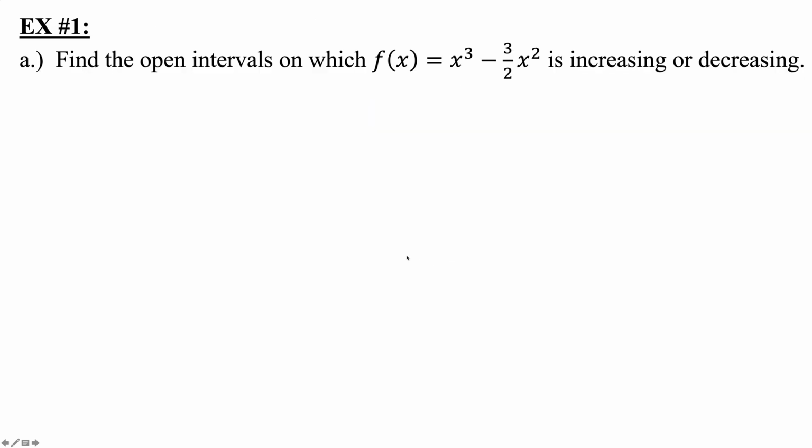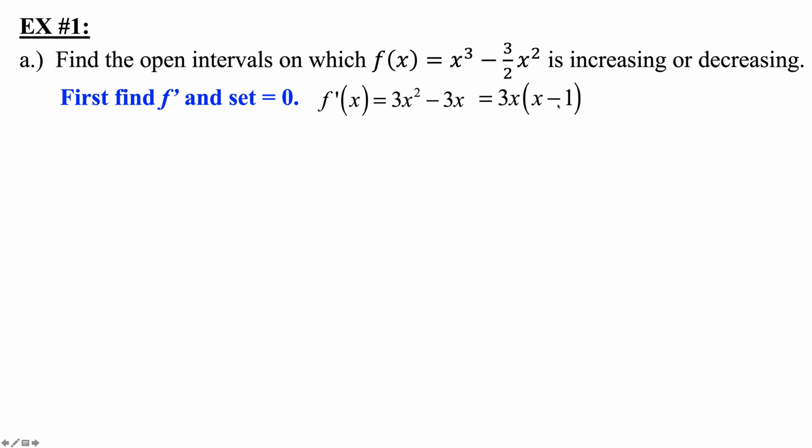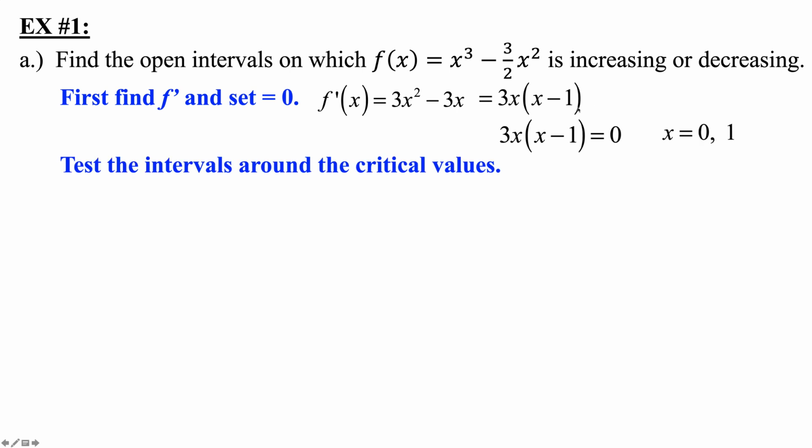All right, example 1. Find the open intervals on which f of x equals x cubed minus 3 halves x squared is increasing or decreasing. Well, we need to find the derivative and set it equal to 0. Here we go. The derivative is 3x squared minus 3x. Okay, we can factor out a 3x, and we get 3x times x minus 1. We set that equal to 0. We're going to get x equals 0 and x equals 1. These are the critical values.